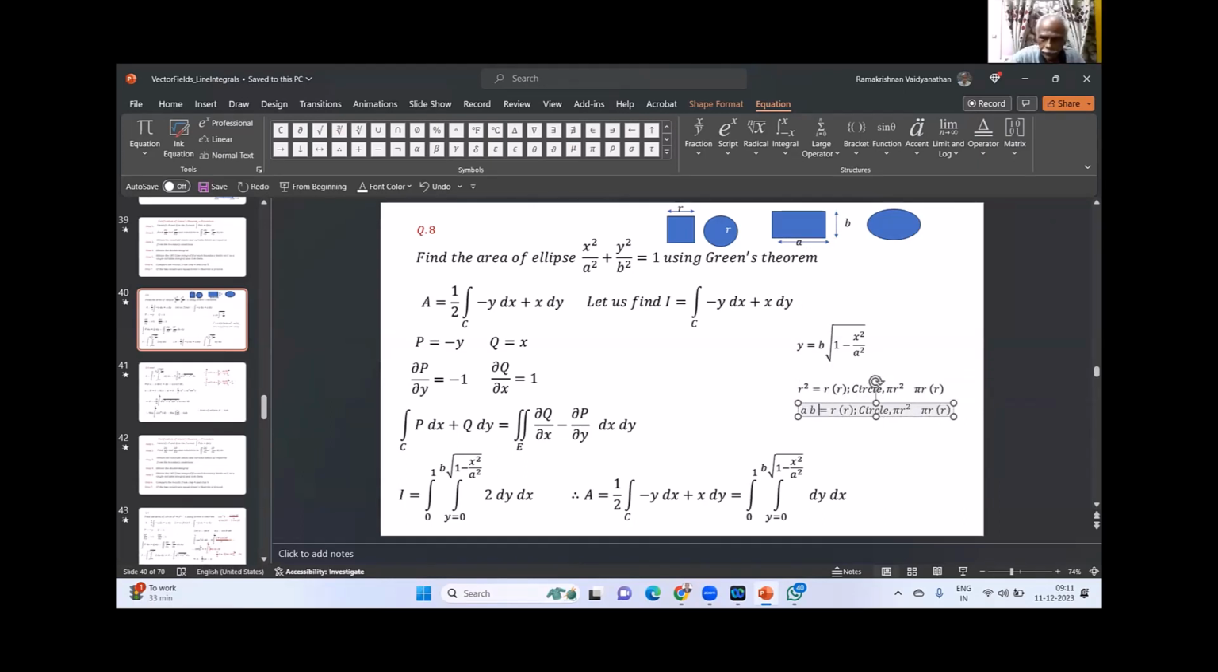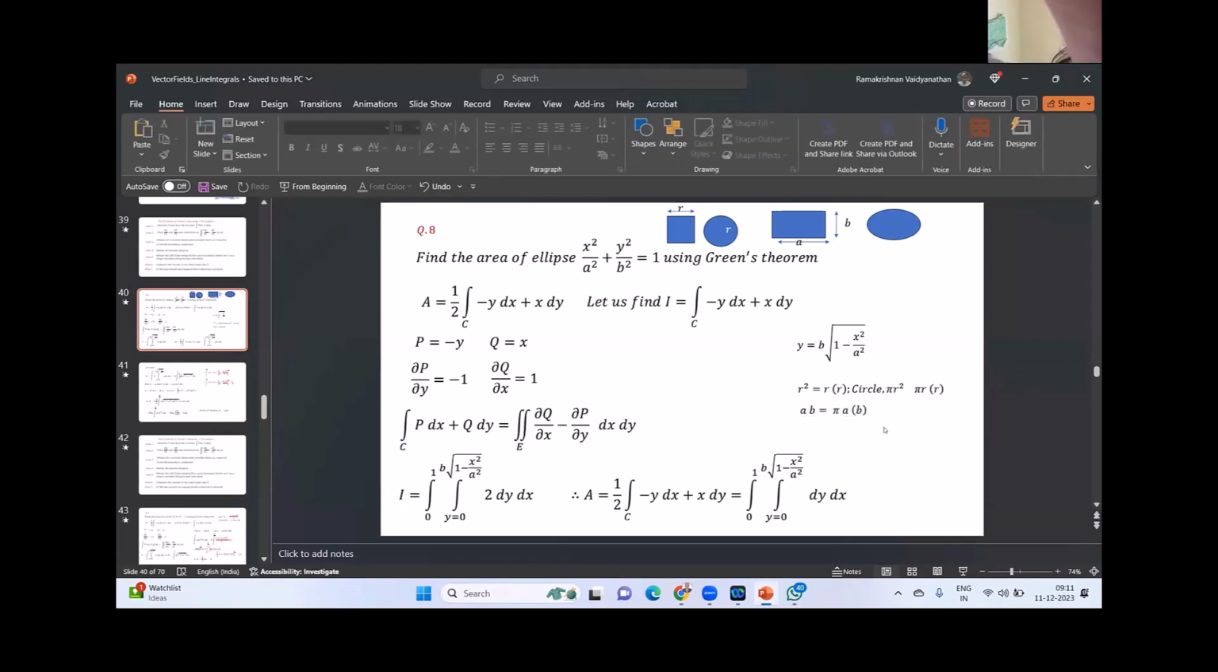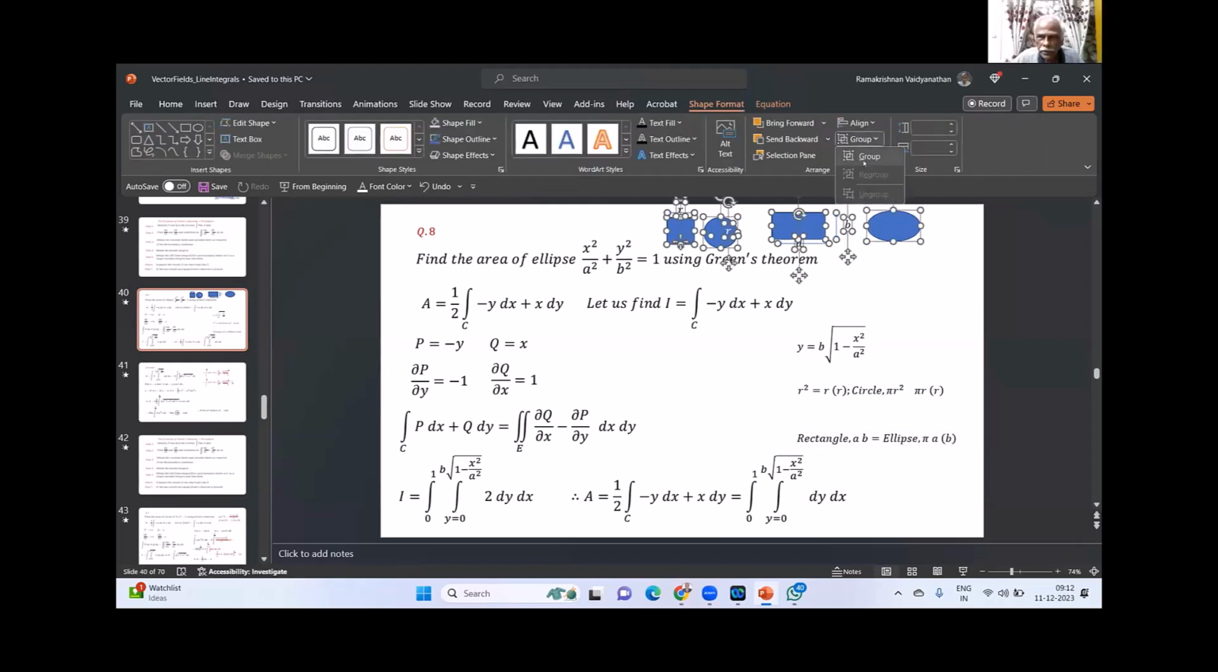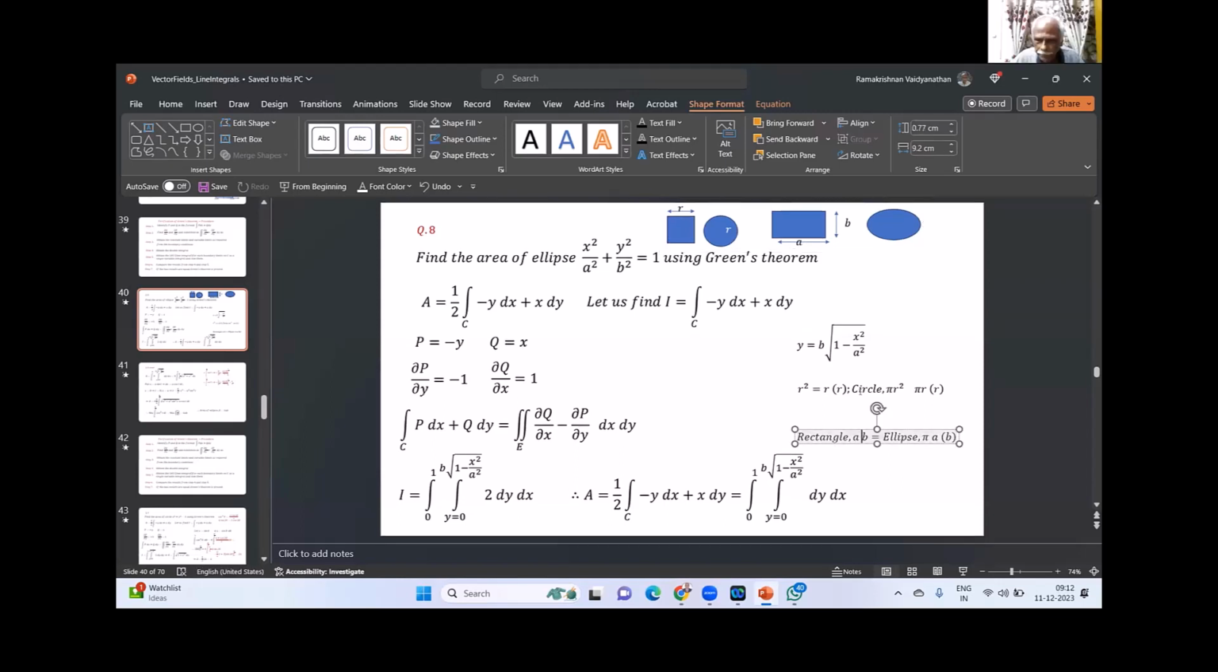What is the area of the rectangle? A into B. Follow the same rule. What should be the area of this? Put one R as A, another width as B. It should be, no? Are you able to make this comparison? Yes or no? So now tell me what is the area of the ellipse? Ellipse is going to be pi into AB. That's all.